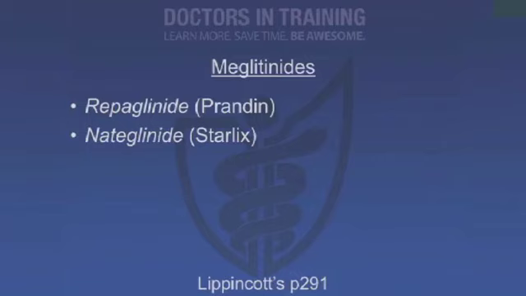The drugs we're talking about are repaglinide, which is an old drug. It's not widely used, and a newer drug called nateglinide, which is also not widely used. These drugs work by an interesting mechanism.